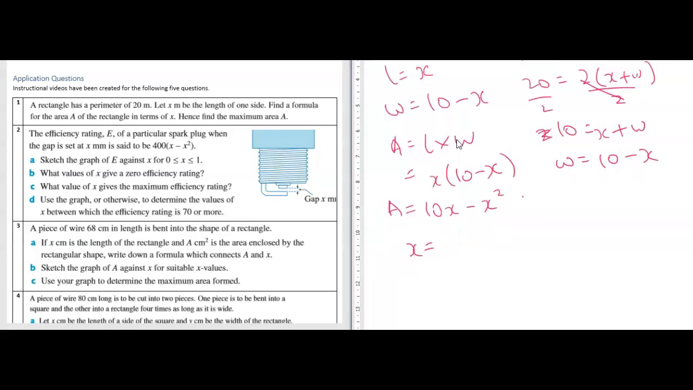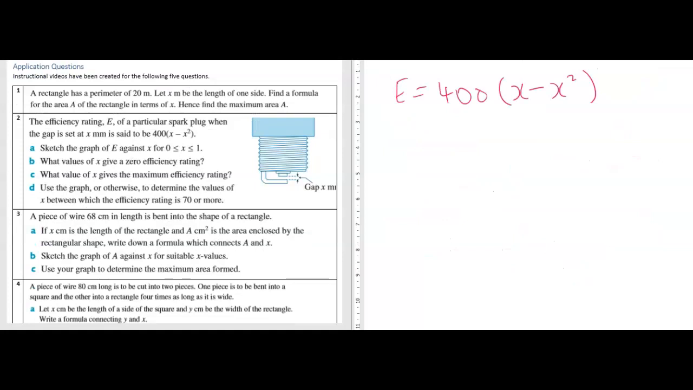Okay, so we found x equals 5 and your area is 25. And when you think about that, that is actually a square. So if you are using all 4 sides, your maximum area will always be a square. So find the maximum area. Your maximum area is 25 meters squared, and that's when your length is 5 and your width is 10 minus 5, which is also 5. Okay, so they're your dimensions.